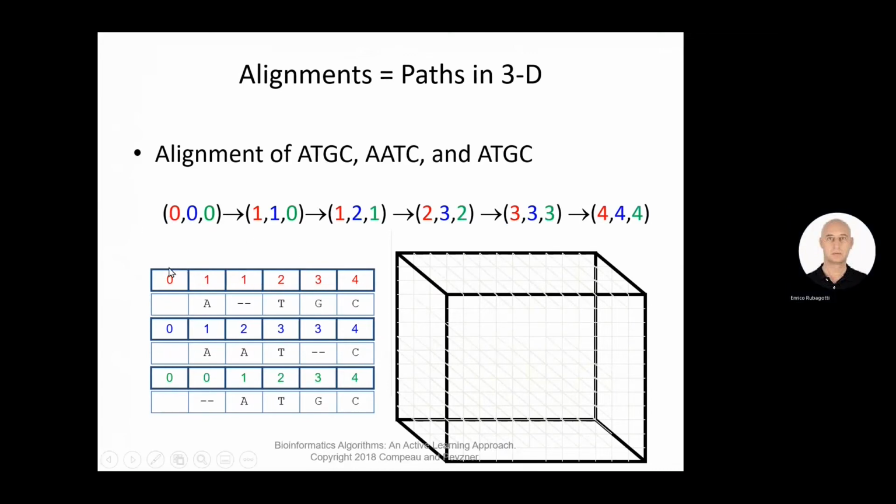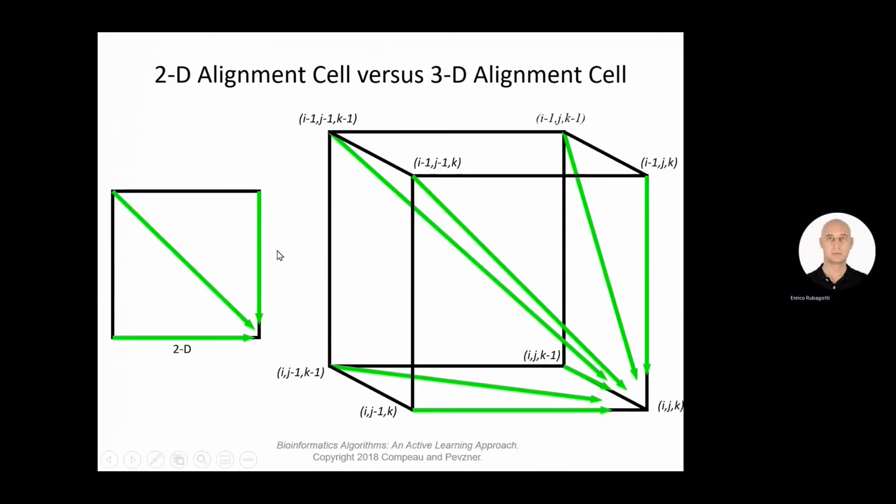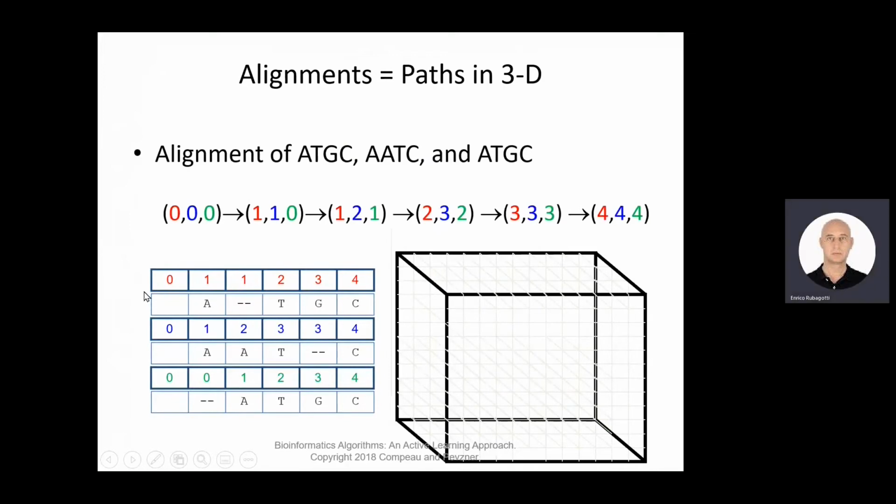Each row corresponds to an X, Y, Z. The first row is red, the second row is blue and corresponds to a Y, and the last row corresponds to a Z. So the first column is represented by 0, 0, 0, the second column by 1, 1, 0, the third one by 1, 2, 1, the fourth one by 2, 3, 2, the next one by 3, 3, 3, and the last one by 4, 4, 4.